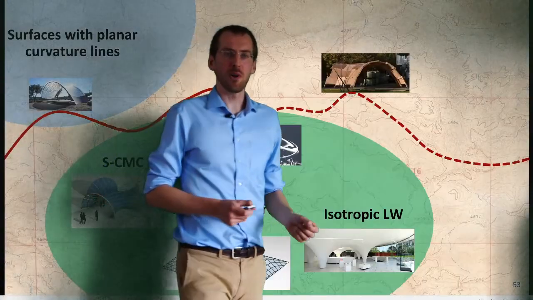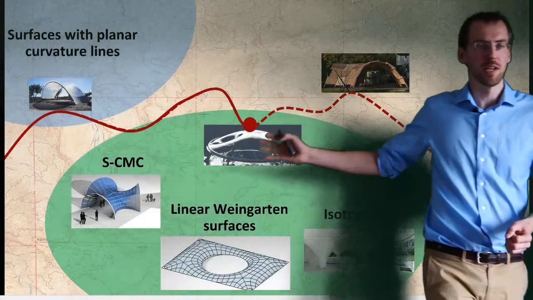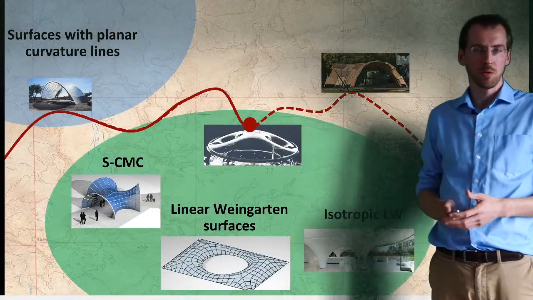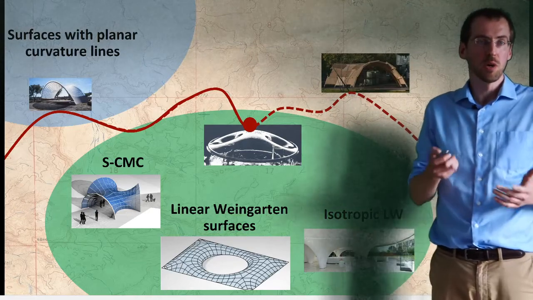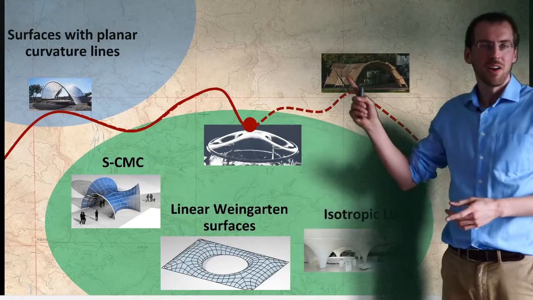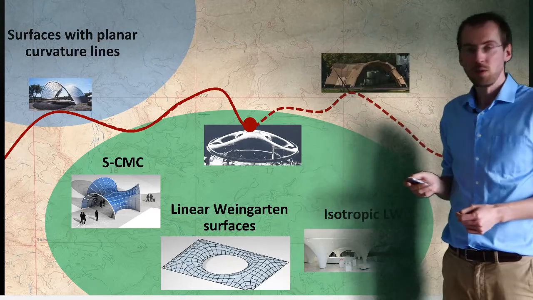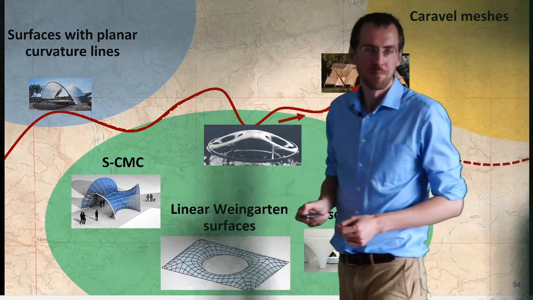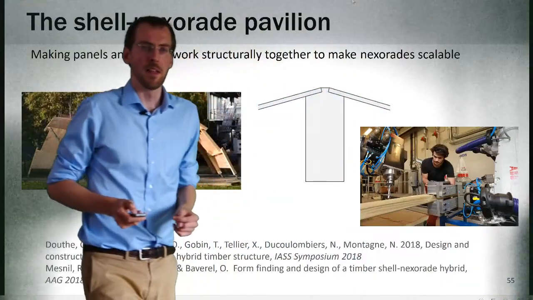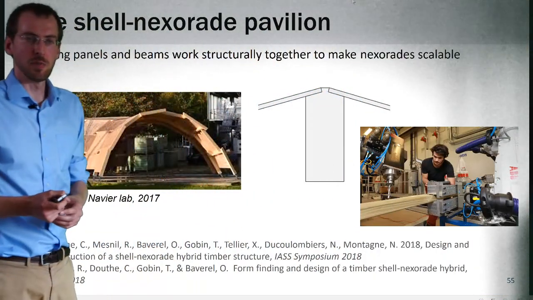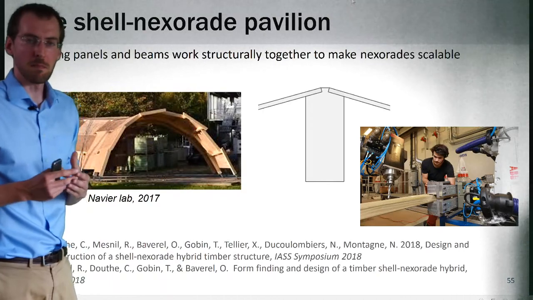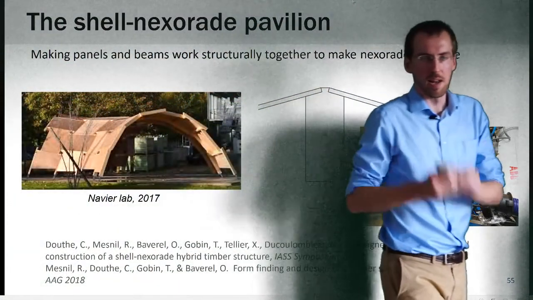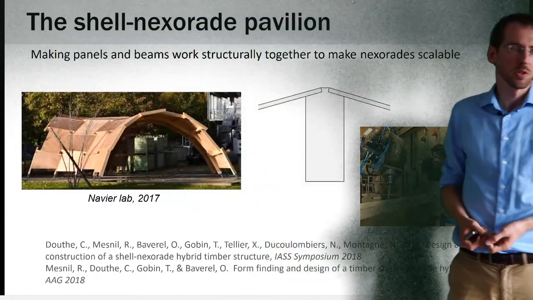Okay, so that was for the exploration of this huge realm of constant mean curvature surfaces and linear Weingarten ones. We shall now turn to our last topic by looking at this recent pavilion at École des Ponts. This pavilion has a geometry based on a nexorade. It's one particular way to assemble beams two by two such that you get very simple connections.